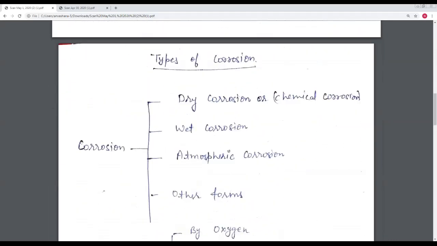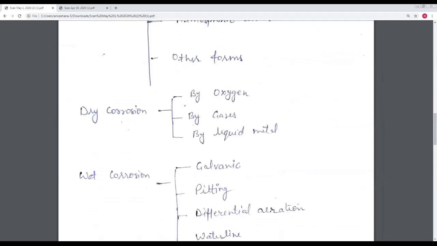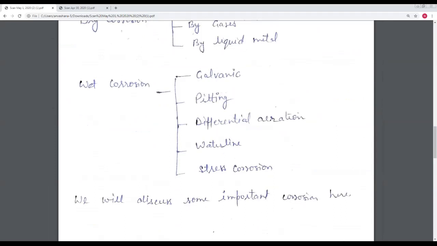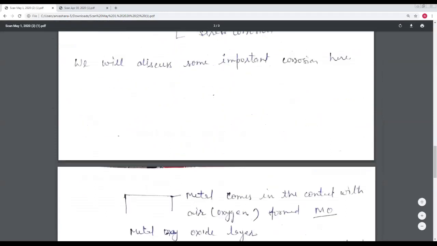And the types of corrosion: dry corrosion and wet corrosion are the main types of corrosion, and there are so many other types of corrosion present. And dry corrosion by oxygen, by gas, by liquid metal, and wet corrosion. These are the types of wet corrosion: galvanic or bimetallic, pitting, differential aeration, waterline, and stress corrosion. So here these are the types of corrosion.